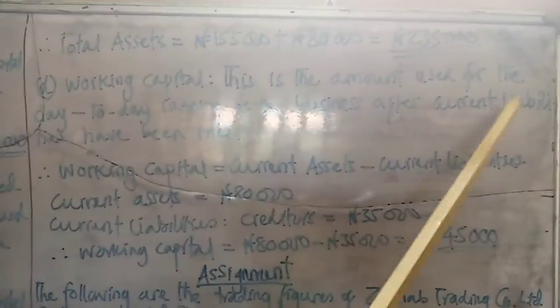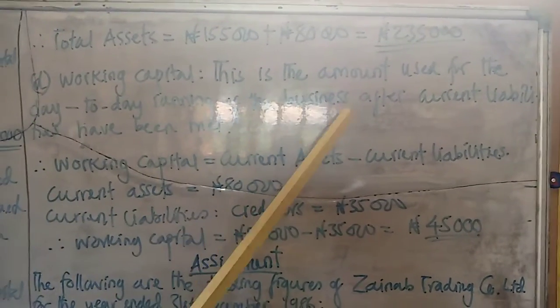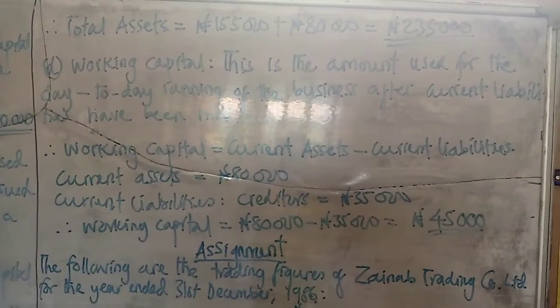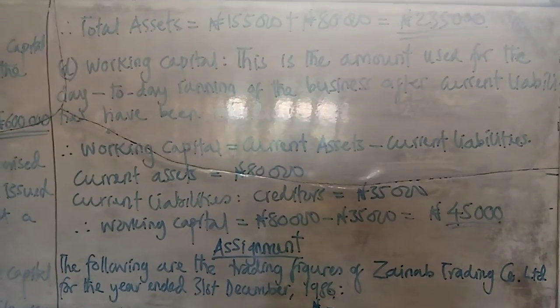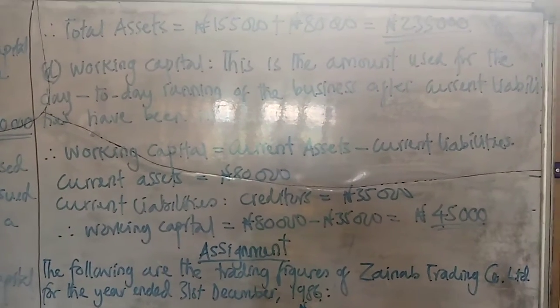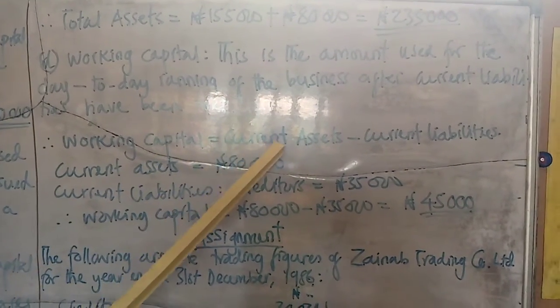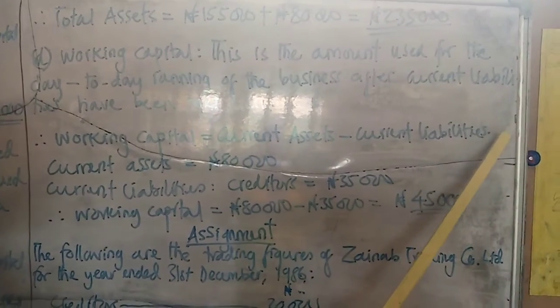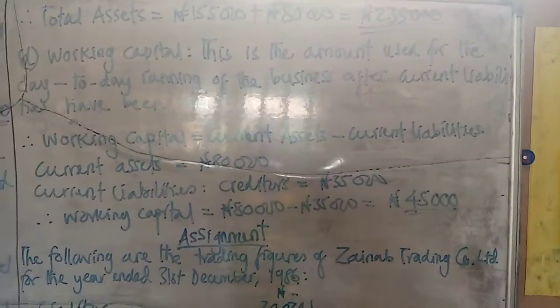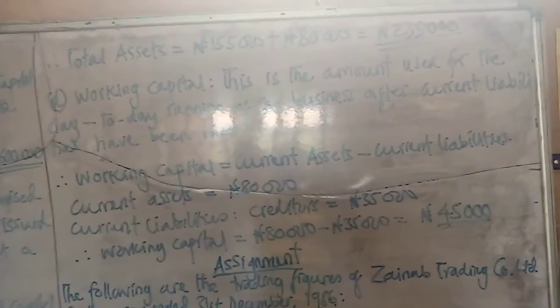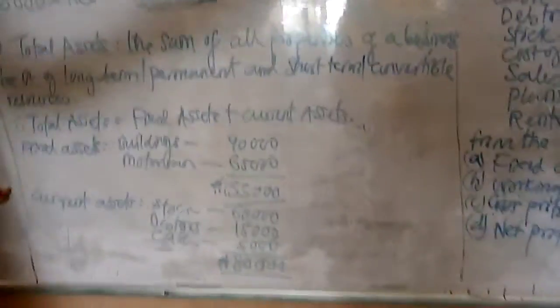Now, what is the meaning of working capital? This is the amount used for the day-to-day running of the business after current liability have been met. Okay? Now, you have formula for working capital. Working capital is equal to current asset minus current liabilities. Okay? So our current asset, already we've solved it in question C. Current asset, the total sum of our current asset is 80,000. Look at it, 80,000 minus current liability.